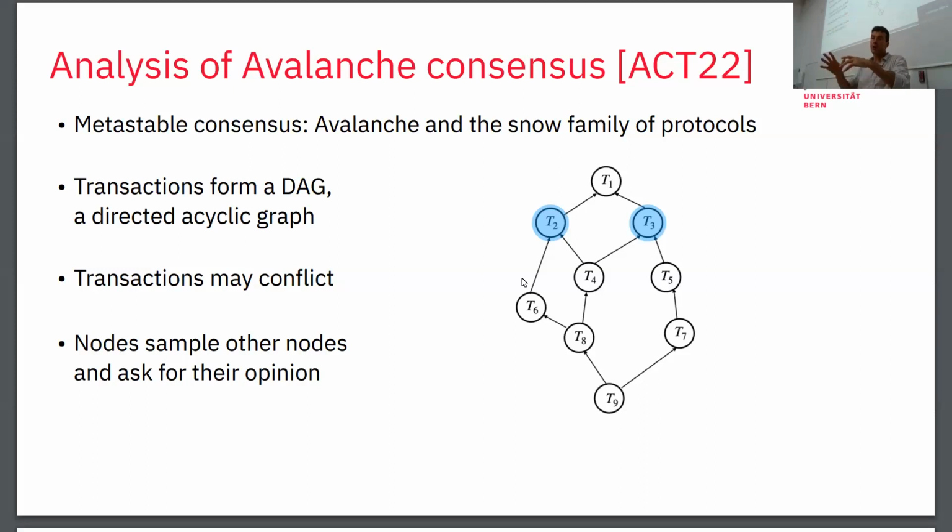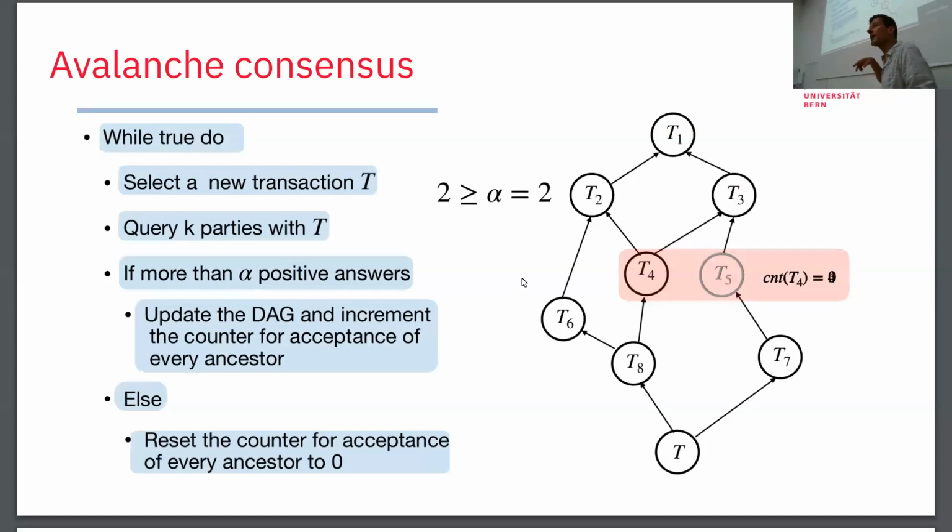And so the nodes form such a DAG, such a graph, on their transactions. They ask each other about their opinion on it. And here's how the protocol would look. After a while, if you have a sufficient majority with the alpha answers that are positive for the transaction and so on, you can consider it approved.